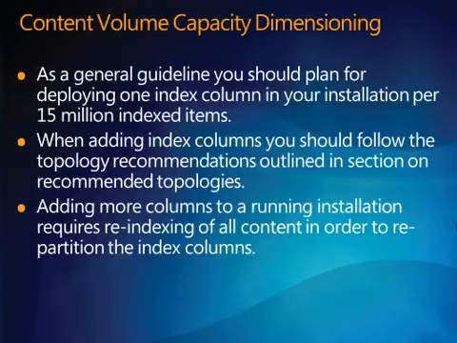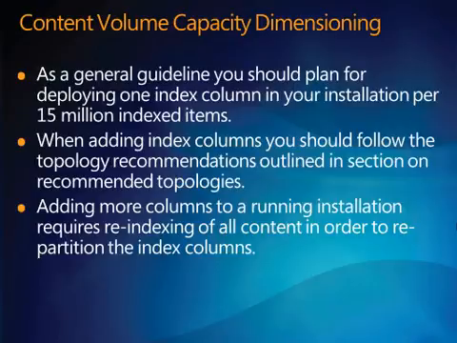As a general guideline, you should plan for deploying one index column in your installation per 15 million index items. The basis for this general guideline is a mix of 70% SharePoint items and 30% documents from file shares indexed, where source document size is between 10 and 100 kilobytes. You can index substantially more items per column, but this is highly dependent upon your hardware configuration, size of the documents, and selected feature set. It is not recommended to add more items per column unless you have performed a realistic benchmarking.